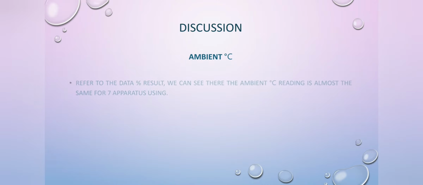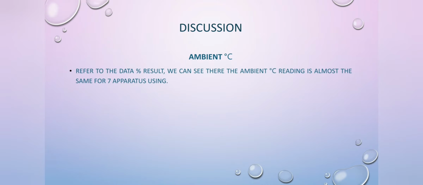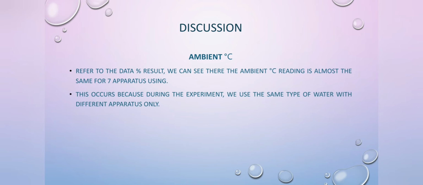Discussion for ambient. Referring to the data and result, we can see that the ambient reading is almost the same for all the apparatus used. This occurs because during the experiment, we used the same type of water with different apparatus only. The readings recorded are between 27.6 degrees Celsius and 28.4 degrees Celsius.